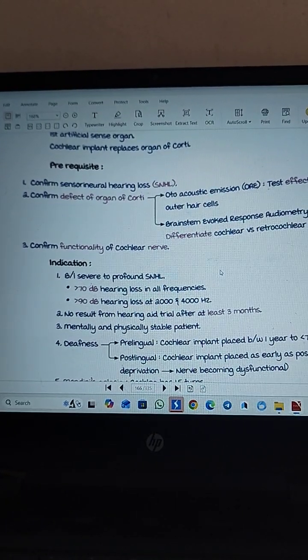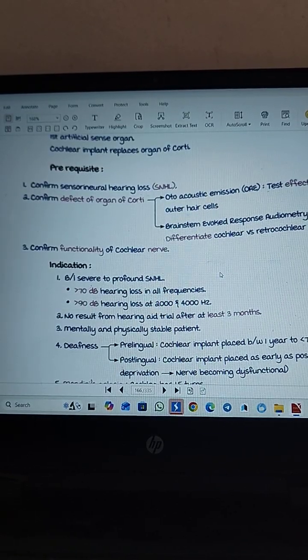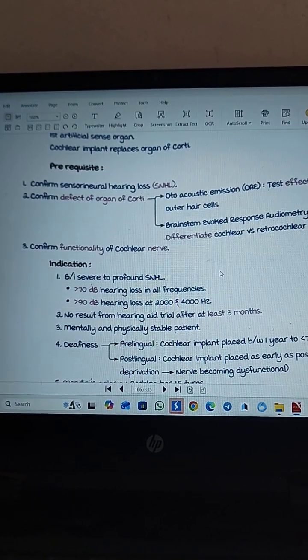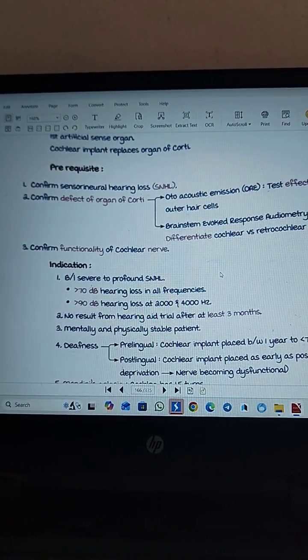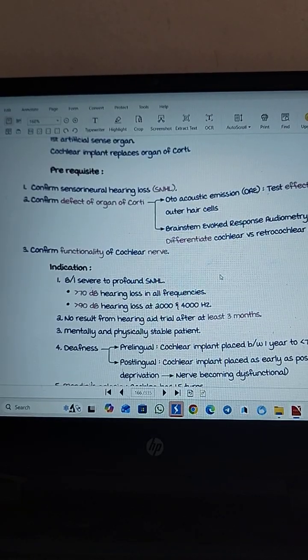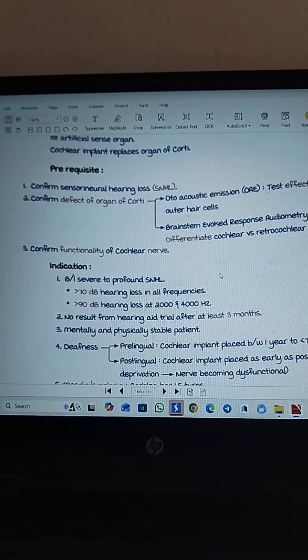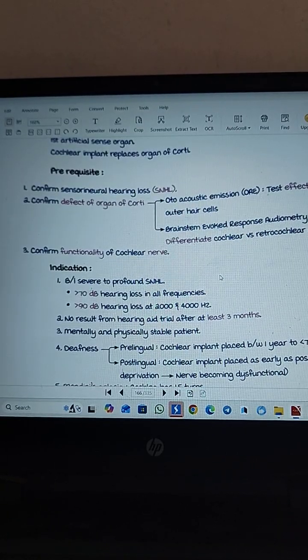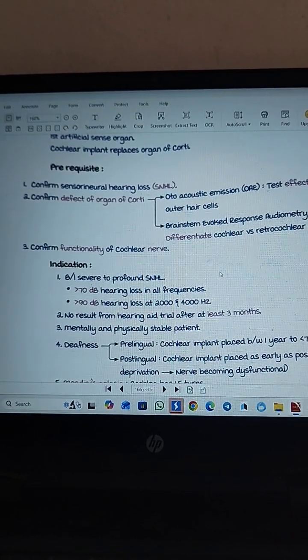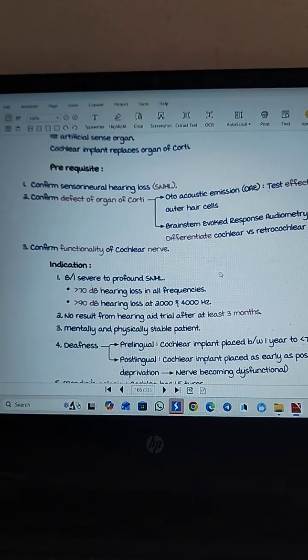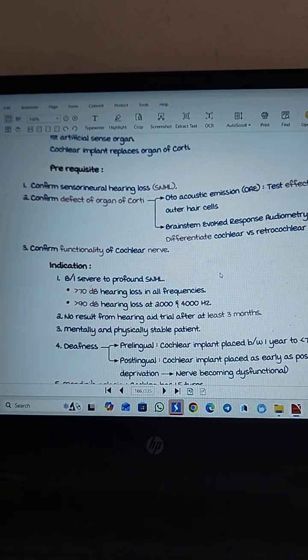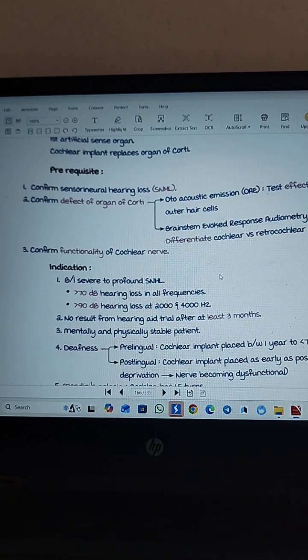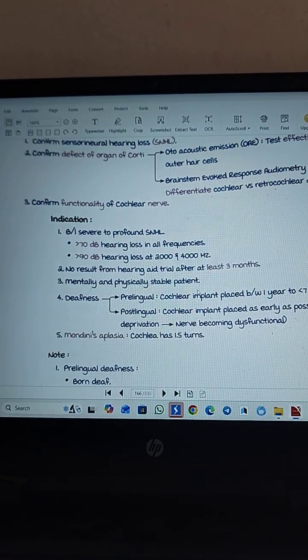Or there is no result from a hearing aid trial after at least 3 months. If there is any sensory neural hearing loss, first we will try hearing aid devices, and after using the hearing aid devices there is still no result, and you should use it for at least 3 months, then you should move to cochlear implants. Next, the person should be a mentally and physically stable patient.